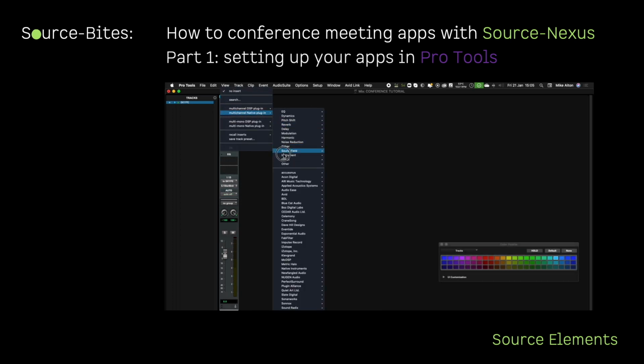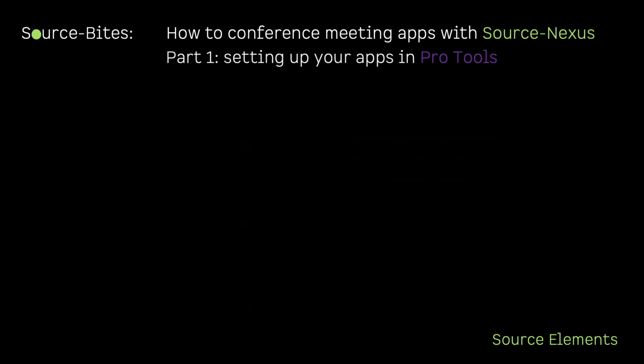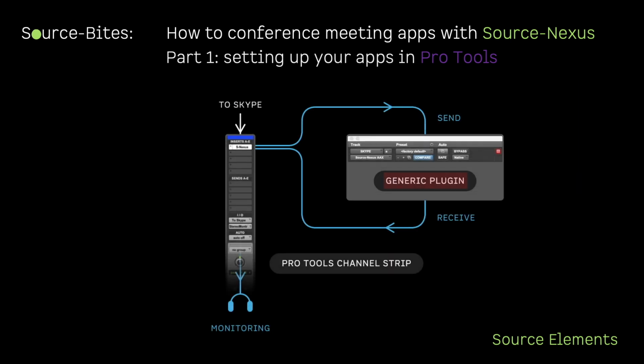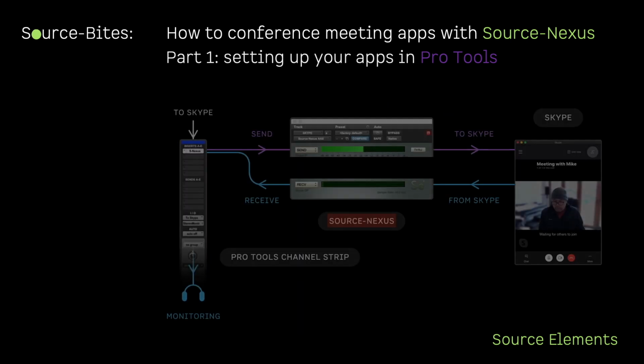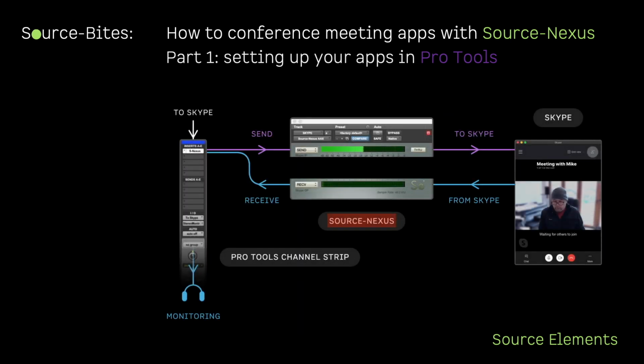Instantiate a Source-Nexus plugin. Source-Nexus breaks the traditional vertical signal flow through the plugin slots and turns this particular plugin insert slot into input and output patch points so that we can send to Skype and receive from Skype.